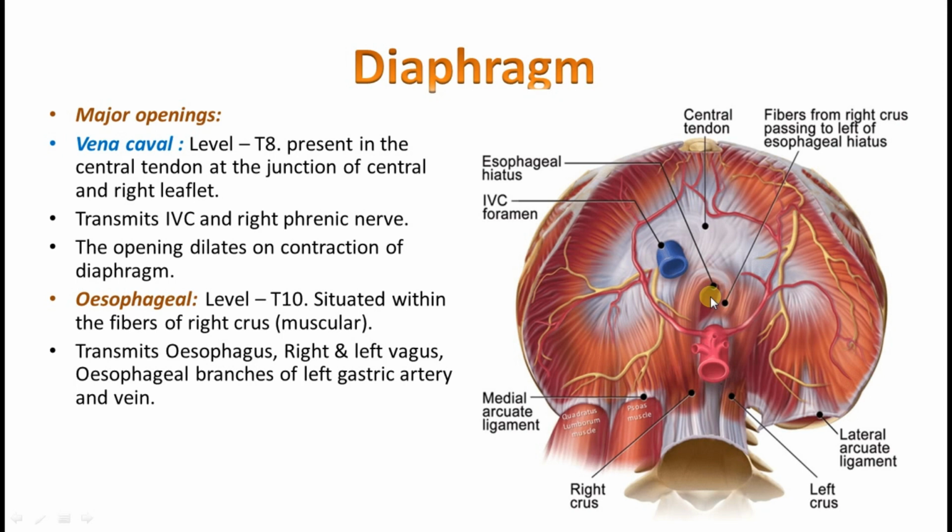When the diaphragm contracts, this part constricts, it closes. So it closes the esophagus, so food cannot enter. So we cannot breathe and at the same time swallow, or deglutition cannot take place. When the vena cava opening dilates, this esophageal opening constricts. That is about the esophageal opening.